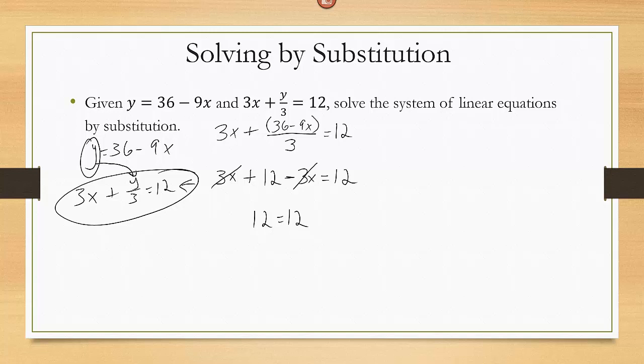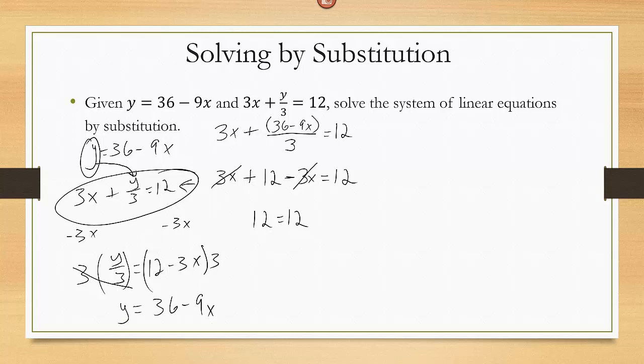So let's subtract 3x from both sides. That's going to be y over 3 equals 12 minus 3x. Now you want to get y by itself. We have y divided by 3. So in order to get rid of that 3, we need to multiply both sides by 3. So that cancels out, and we're left with y equals 36 minus 9x. Looky there. These two equations are the same thing.